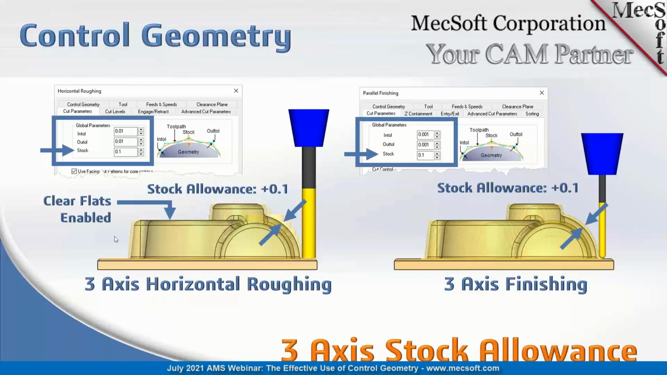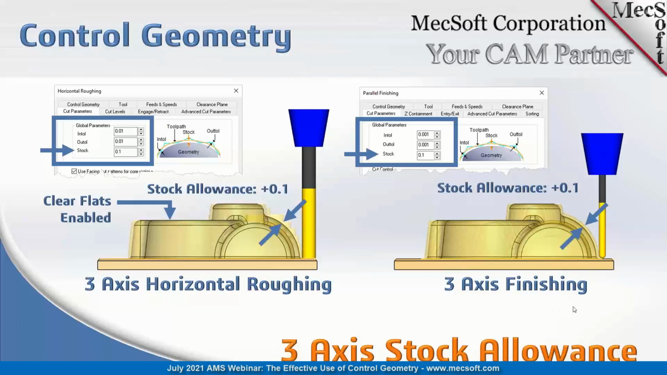And then also I wanted to mention here, there's an option in horizontal roughing to use a clear flats option. When you enable that, the stock allowance is not going to apply. You're going to clear that flat as a finishing pass. So everything on the tapered sidewalls, everything but the flat areas, will leave stock. With clear flats enabled, you're telling the system to clear that flat area as a finishing pass.